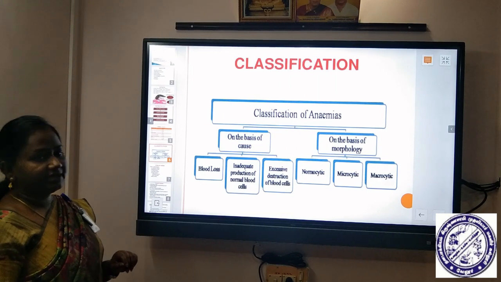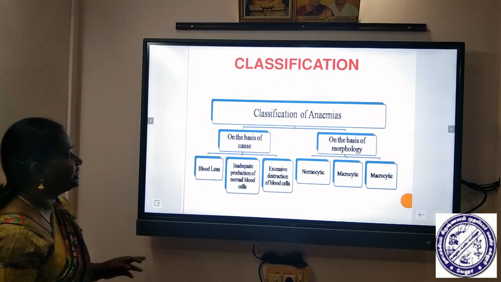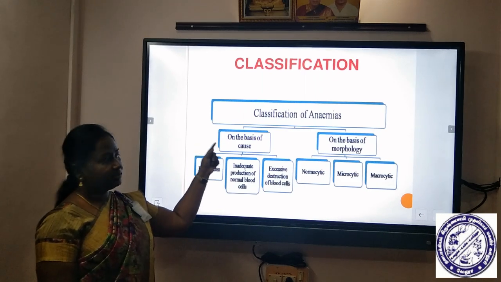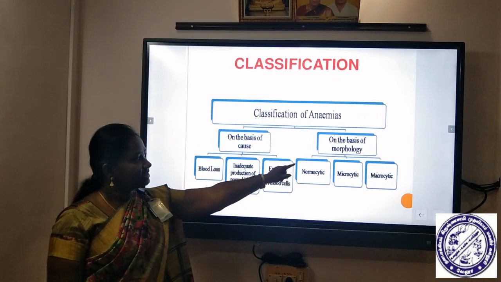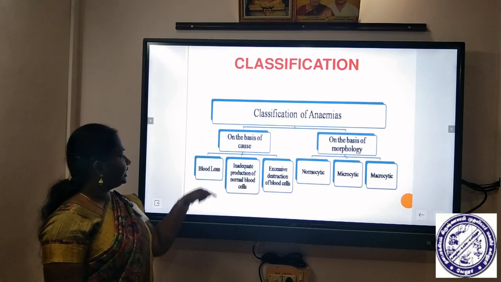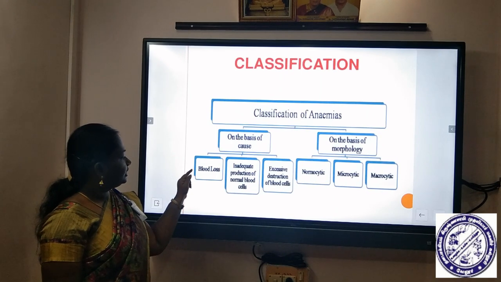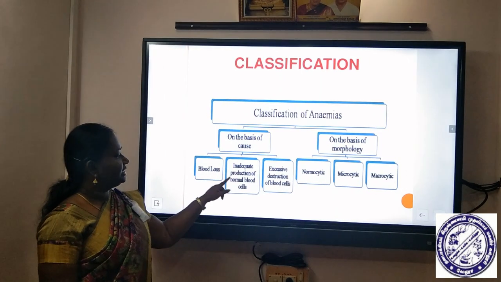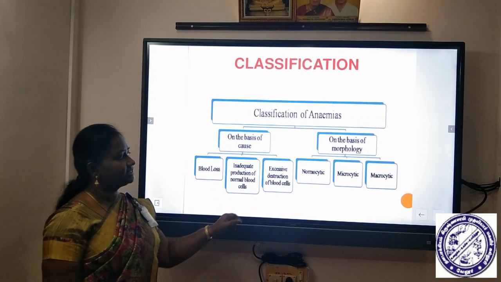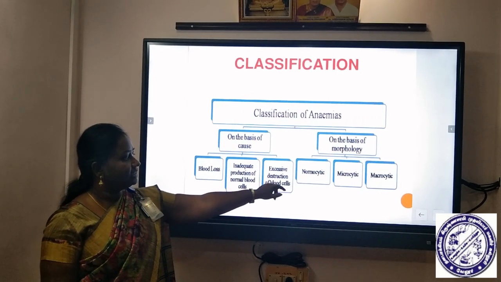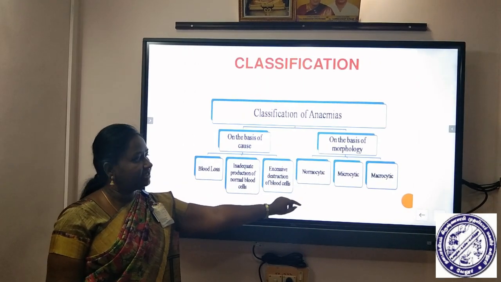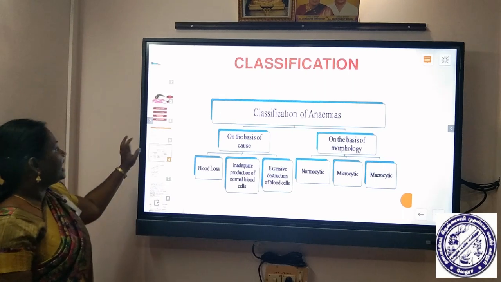Then coming to the classification of anemia, we can classify anemia into two categories. One is on the basis of cause and another one is on the basis of morphology. On the basis of cause, it is again subdivided into blood loss, inadequate production of normal blood, and excessive destruction of blood cells. And on the basis of morphology, it is classified as normocytic anemia, microcytic anemia and macrocytic anemia.